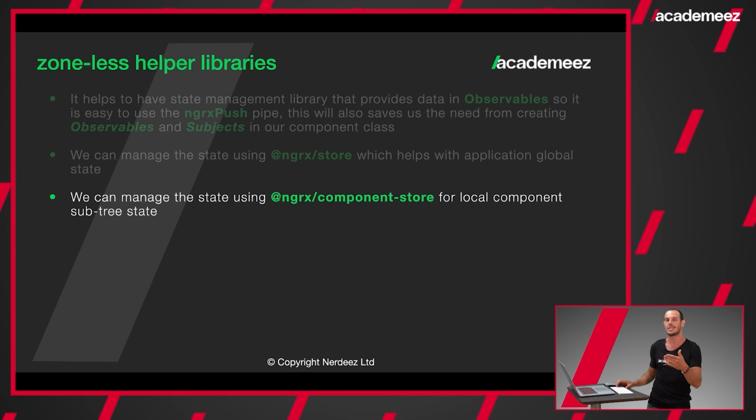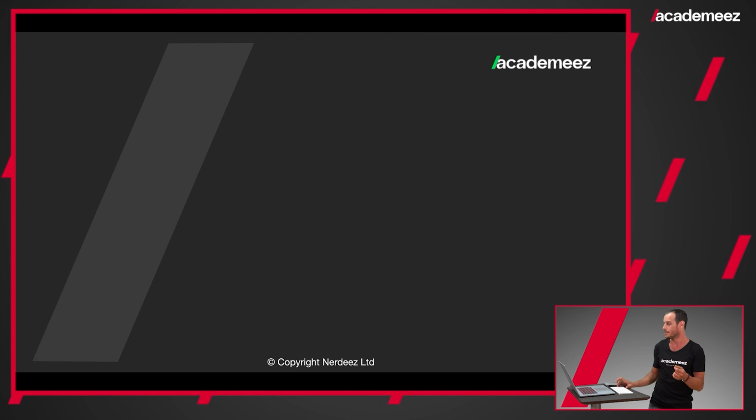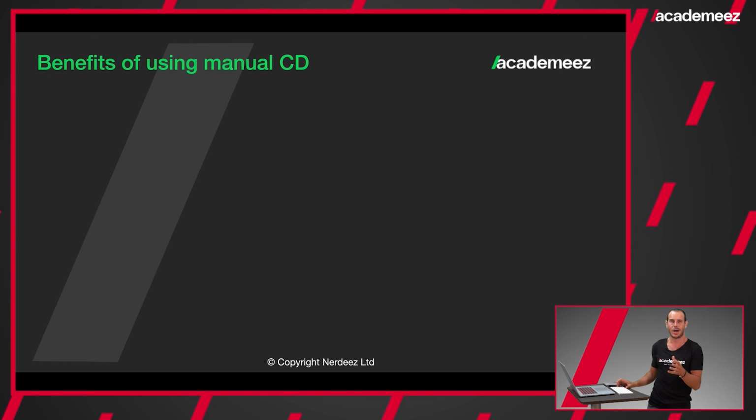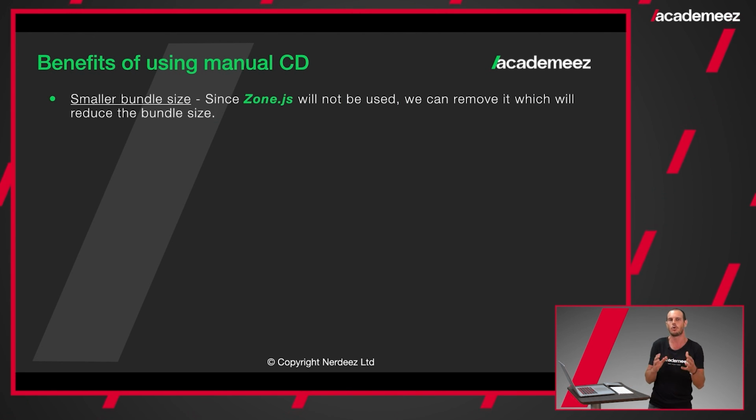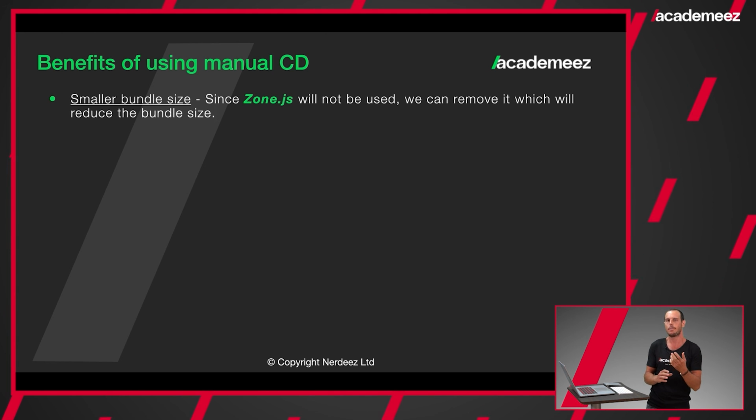So I highly recommend working with some kind of library that transfers the data as observables. This way you can easily subscribe to it in the template using the pipes we examined in this lesson. Also, just to close up this lesson, let's summarize the benefits of going zoneless. What are the benefits of using manual change detection and making your Angular application zoneless?